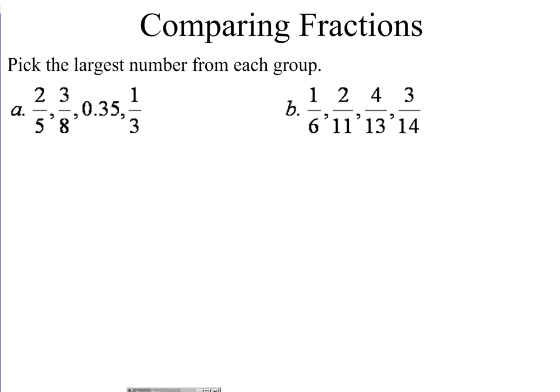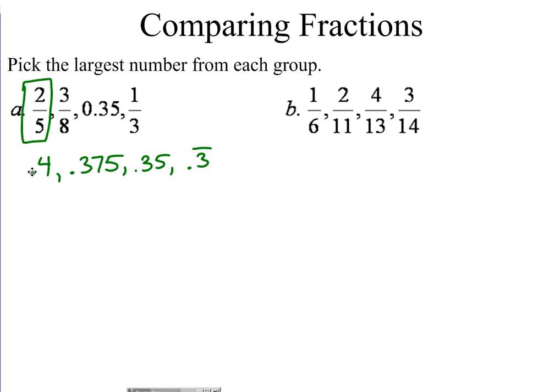Last one, pick the largest number from each group. All we're going to do here is convert everything to the equivalent decimal form. Pick the biggest decimal and then relate that back to which fraction produced that decimal. So 2/5. Take 2 divided by 5 on your calculator, we get 0.4. 3/8. 3 divided by 8 on your calculator, 0.375. 0.35 obviously already is a decimal, and 1/3 is 0.3 repeating, so a bar over the 3. From here, pretty clearly we can see that the largest tenths position, which is that right behind the decimal point, is 4. 3 is the tenths position in all the others, so 4 is the biggest, and that is the fraction produced by 2/5.